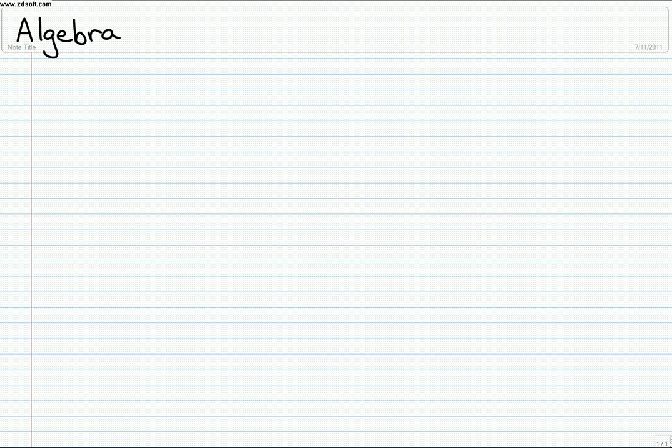Algebra is very different than all other math, and I'm sure in 8th grade or 7th grade you've already seen variables, which are letters instead of numbers. And algebra just asks you to define what those letters are, which is a little annoying at first.